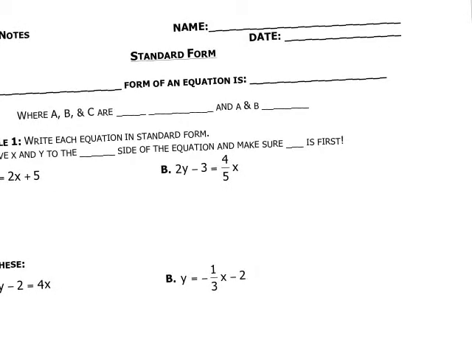Let me get a different color. AX plus BY equals C. Okay? So it's AX plus BY equals C. That is the standard form of an equation.